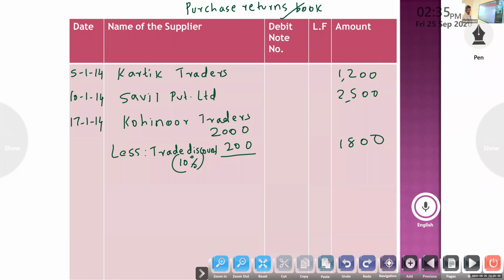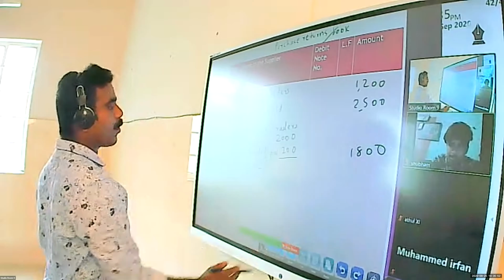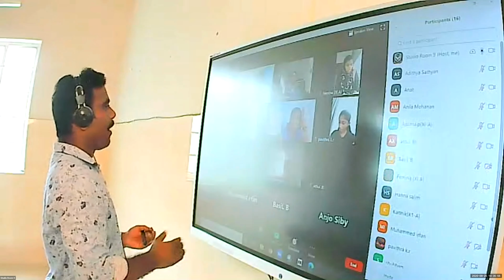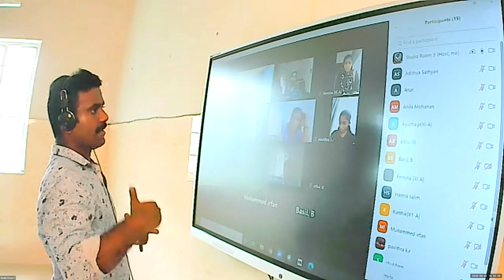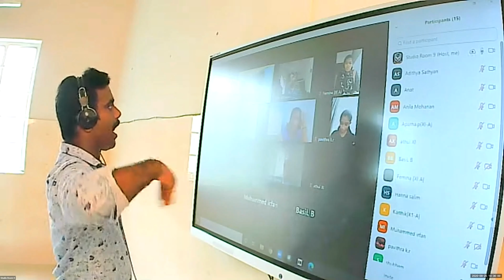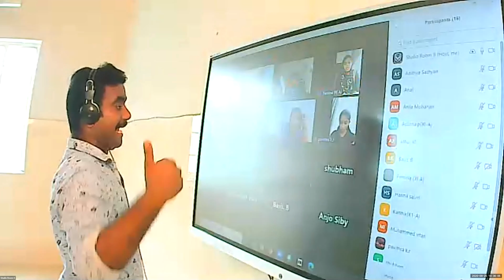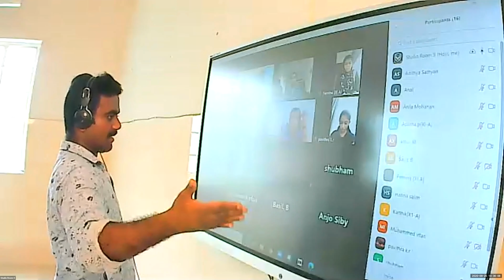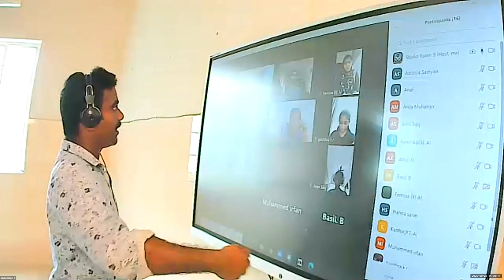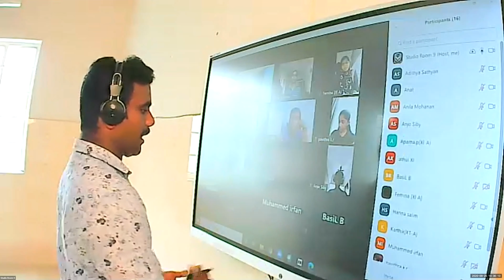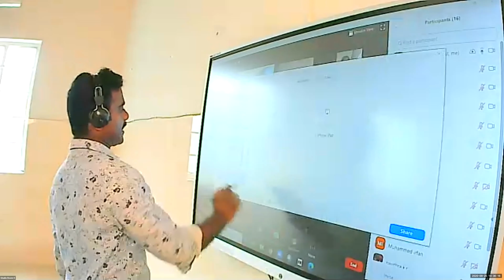Next, return outwards to Miss Handa Traders. Purchase return and return outwards are the same. We purchase, then we return out. Sales return and return inward are the same. So this is purchase return.